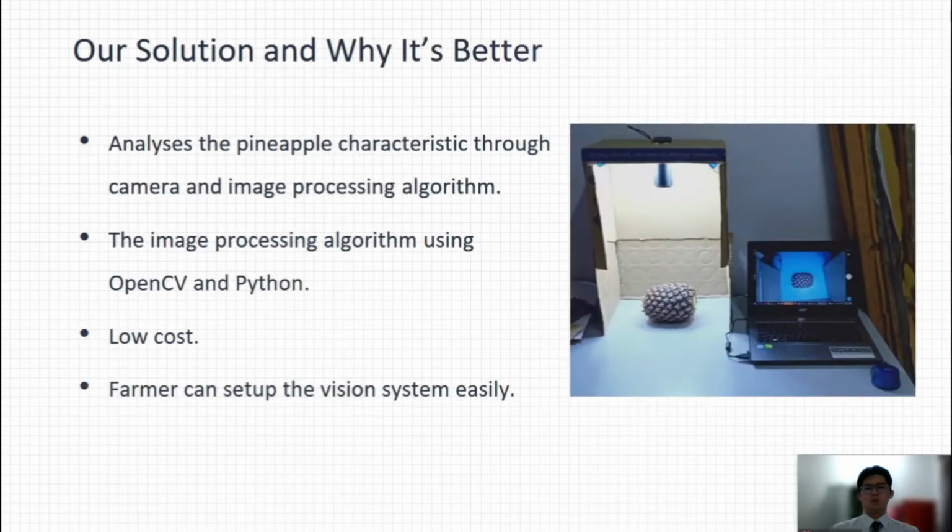Our solution is to analyze the pineapple characteristics through the camera and image processing algorithm. The image processing algorithm uses OpenCV and Python, and this software will be executed by a laptop and is low cost, and the farmer can set up this vision system easily.